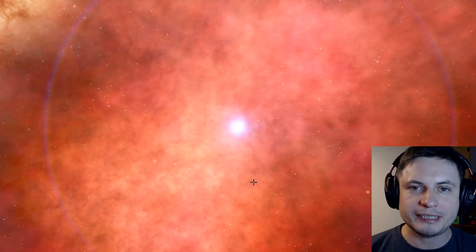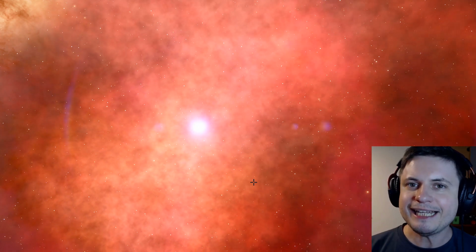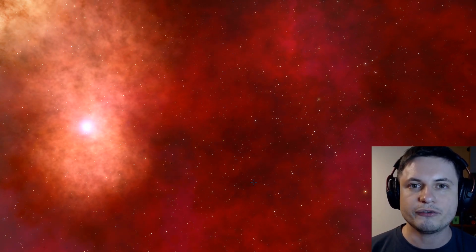But what we do understand about this is that back in like 1837, when this star actually got noticed for the first time, the explosion was so powerful and so bright that it actually turned into the second brightest star in our night sky. And this event actually has a name. It was known as the Great Eruption of 1843.